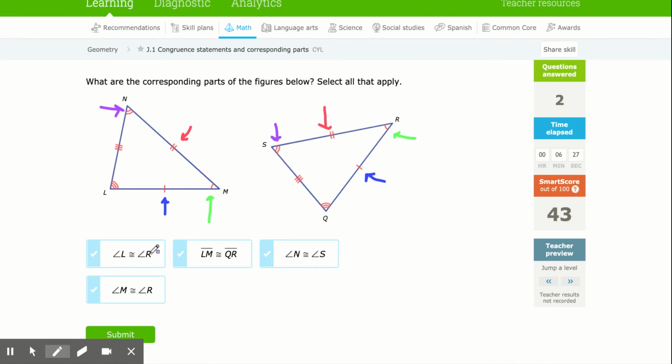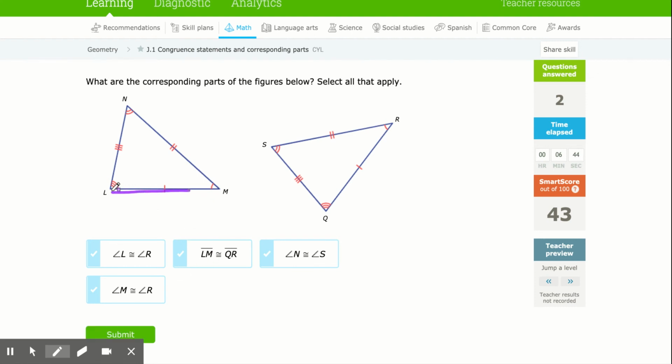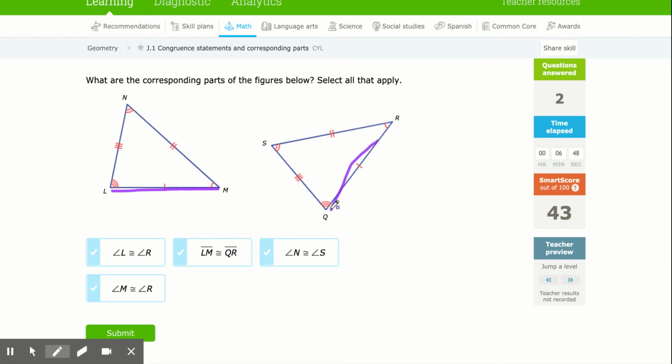So is L congruent to R, or does L correspond to R? Does this one here correspond to this one here? Absolutely not, because this has three little arcs and this does not. Does side LM, going from L to M, is it congruent to Q to R? Well, they both have the one tick mark, so yes, they are congruent.